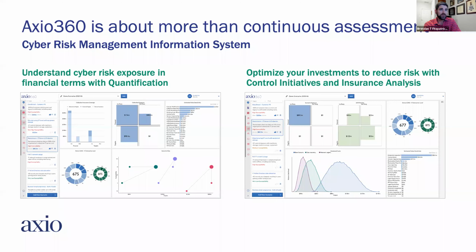And if you aren't familiar with the new capabilities we've added around control initiatives, where you can start to A/B test different mitigation strategies that you could take towards the scenarios that you may have developed and determine which one of those would offer the greatest risk reduction. So if you're interested in any of those, feel free to hit us at info@axio.com.